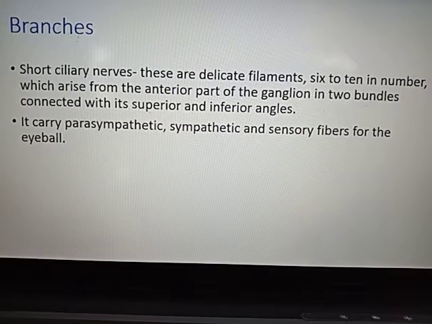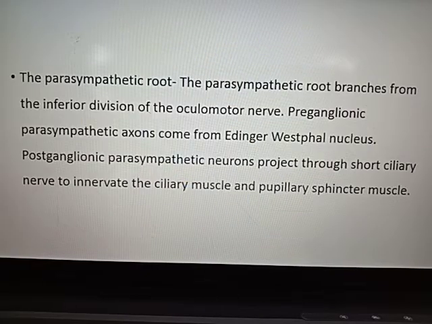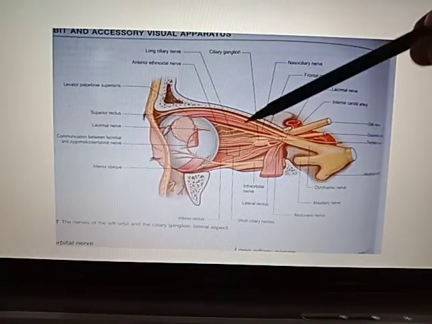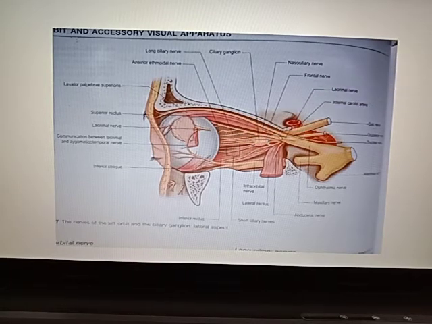The branches of the ciliary ganglion are the short ciliary nerves. These are delicate filaments, 6 to 10 in number, which arise from the anterior part of the ganglion in two bundles connected with the superior and the inferior angle. They carry sympathetic, parasympathetic and sensory fibers for the eyeball. These are the branches of the ciliary ganglion.